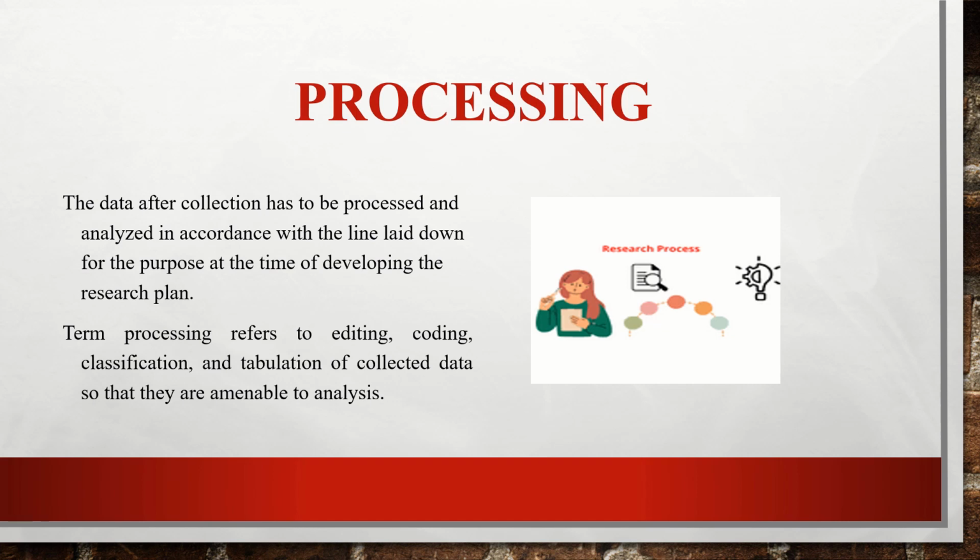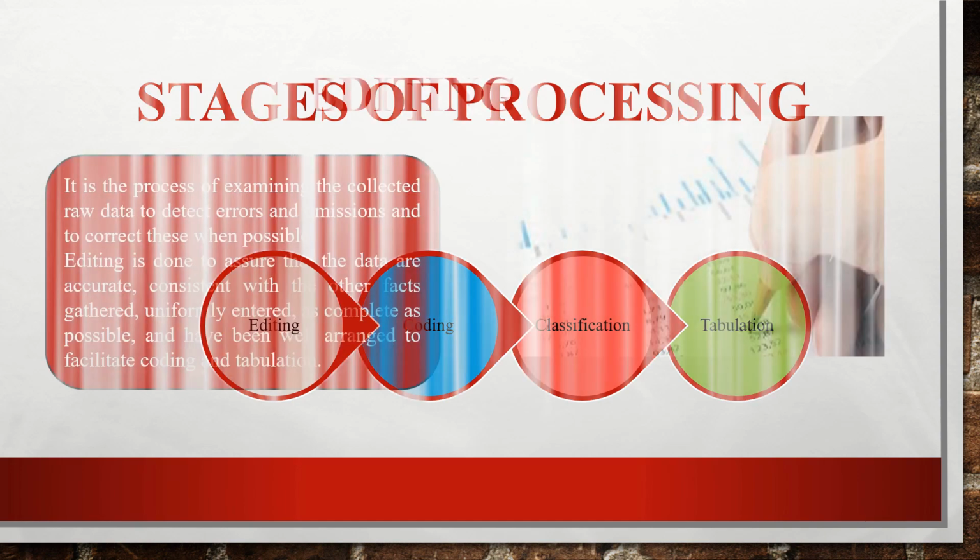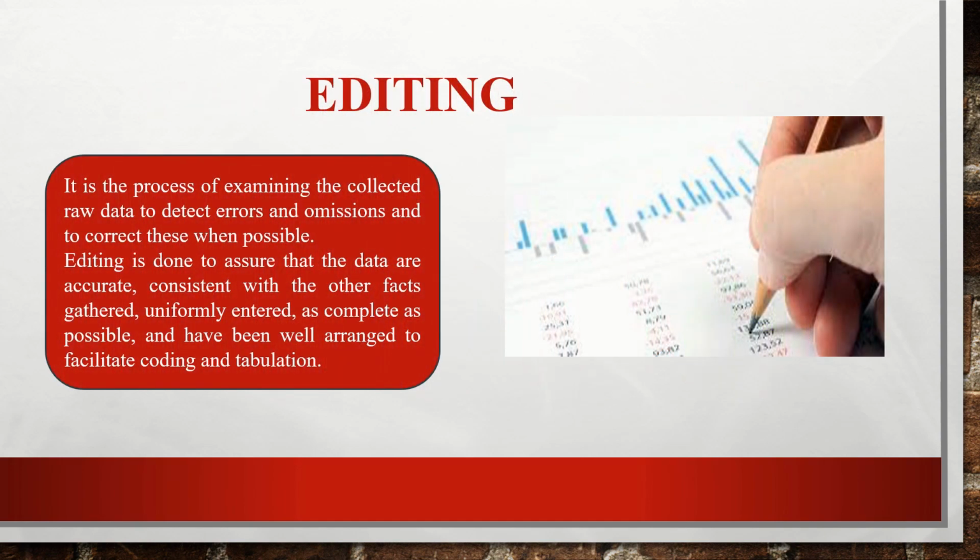meaningful size. This process involves mainly four steps, that is editing, coding, classification and tabulation. The first step is editing. It is done to examine whether there is any error or omission in the data collected. So it helps to ensure the accuracy of the data.